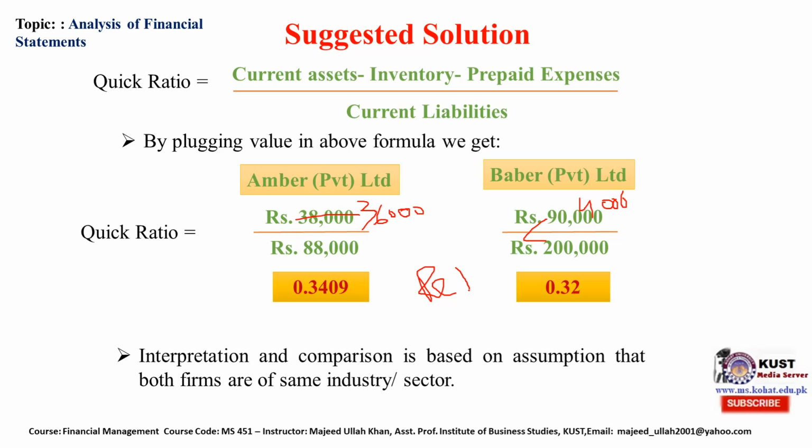It means that if a company, in this case, in order to pay 1 rupee of liability, has most liquid assets, that is cash, accounts receivable or marketable securities, this one has 34 paisa to pay 1 rupee of liability. It has 32 paisa to pay 1 rupee of liability. Apparently this company is in a better position.